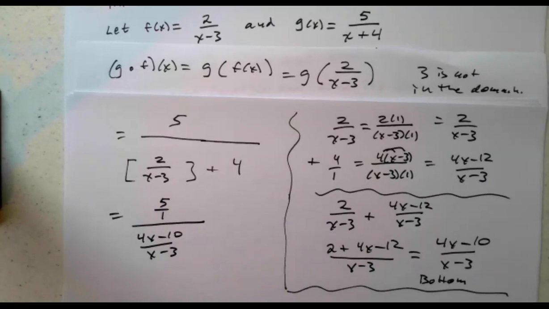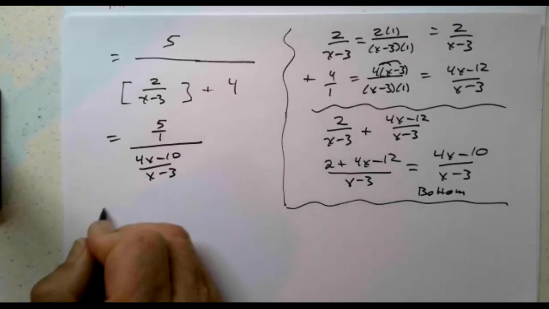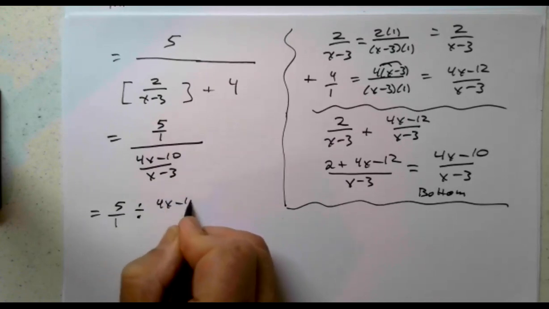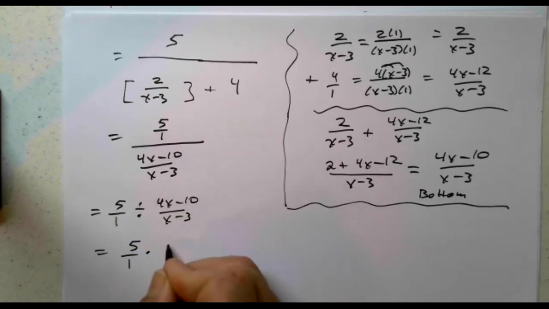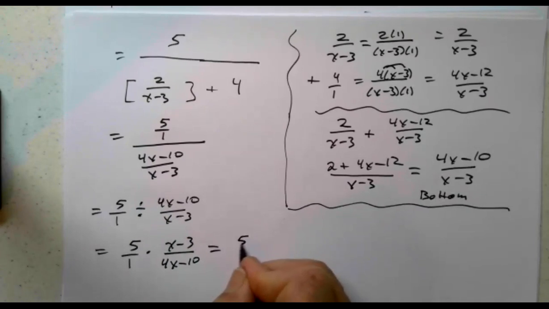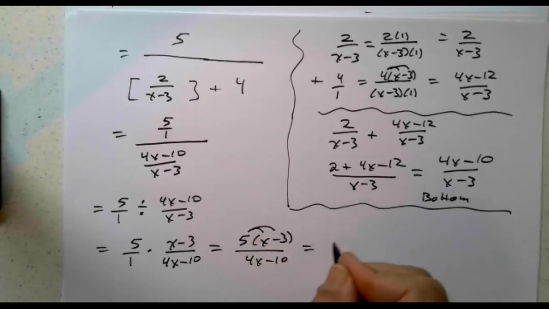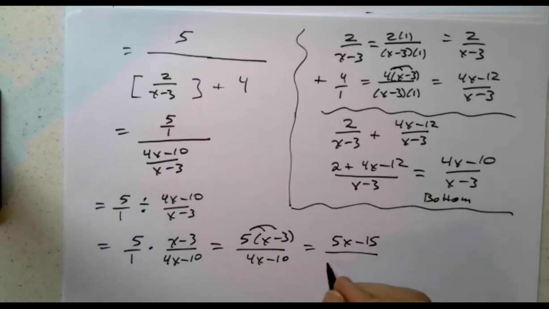What does that mean? That means 5 over 1 divided by 4x minus 10 over x minus 3, which is 5 over 1 times x minus 3 over 4x minus 10, which gives me 5 times x minus 3 over 1 times 4x minus 10, which is 5x minus 15 over 4x minus 10.